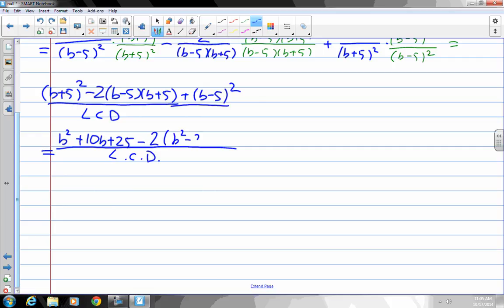It is b squared minus 25. That's the difference of squares. And the last one, b squared minus 10b plus 25. Is that okay? Using your square of a sum, square of a difference, and difference of squares formulas. Yes. Is that okay? I can cross out the 10b's probably right away.